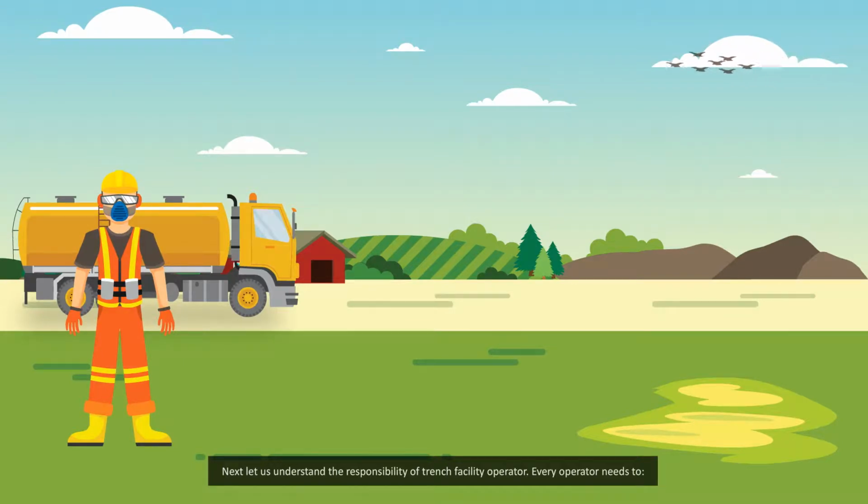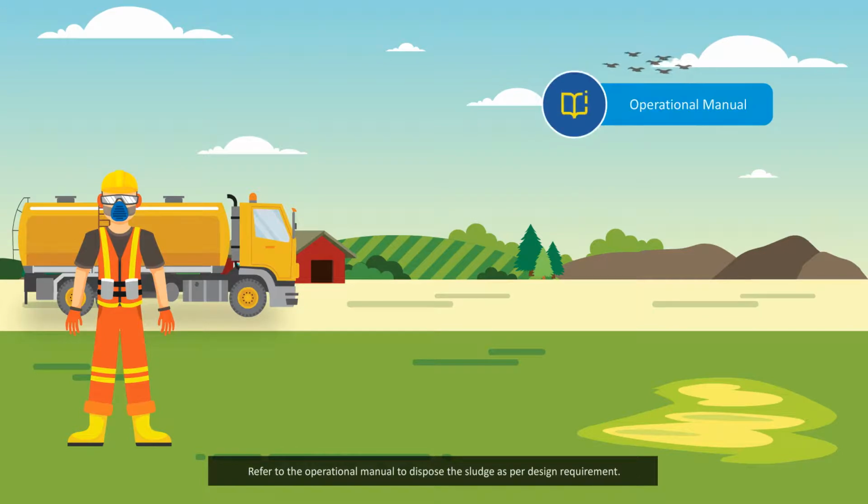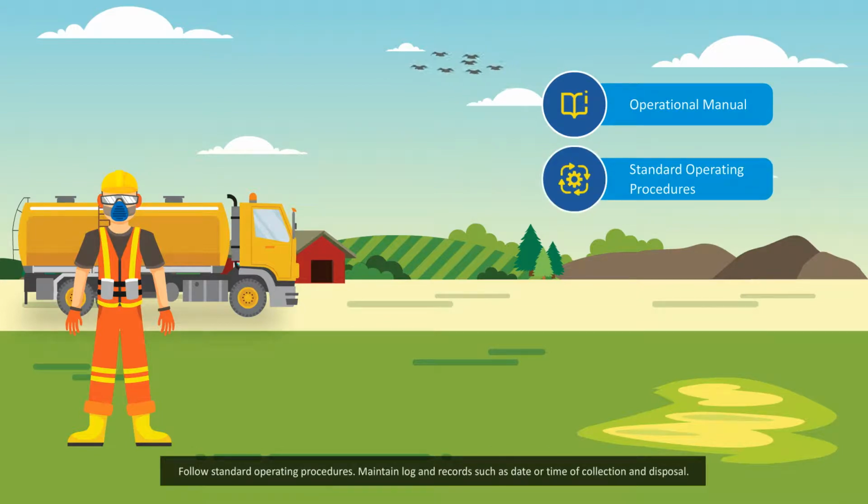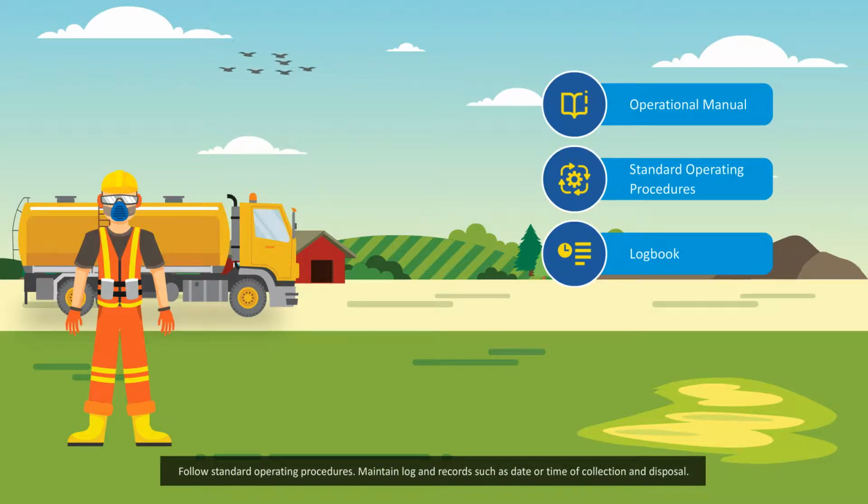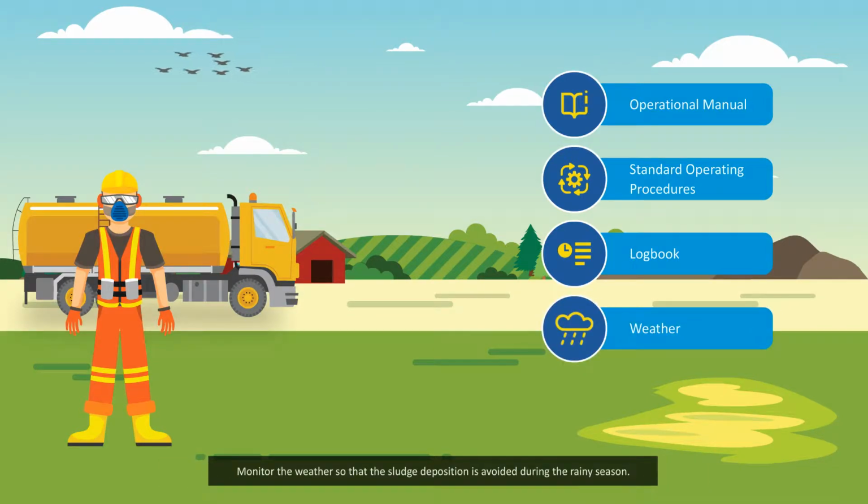Every operator needs to refer to the operational manual to dispose the sludge as per design requirement. Follow standard operating procedures. Maintain log and records such as date or time of collection and disposal. Monitor the weather so that the sludge deposition is avoided during the rainy season.